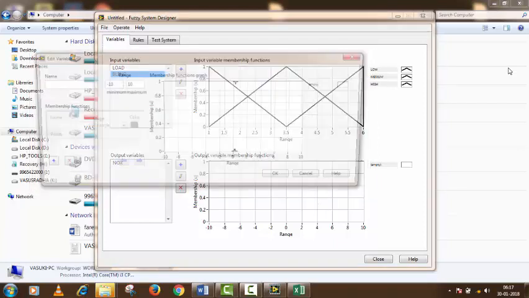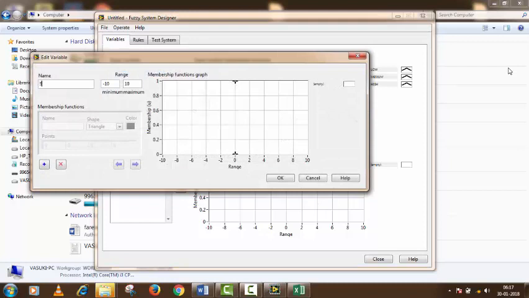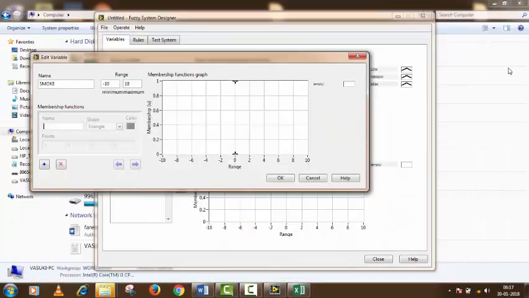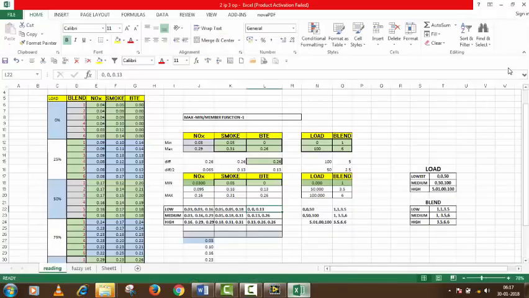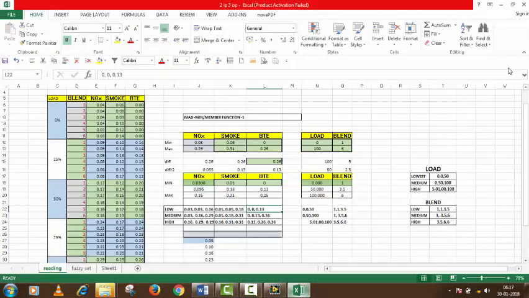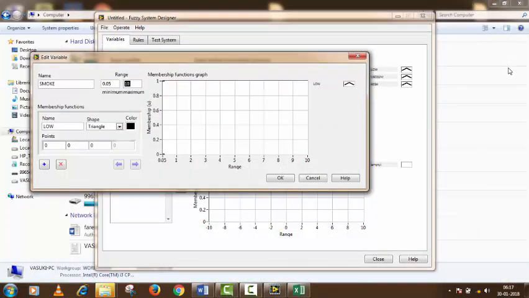Okay. So coming to smoke. 0.05, 0.18. Okay. So low. What happens? I have to fix the range. Then so many problems coming. So 0.05. Okay. To 0.31.